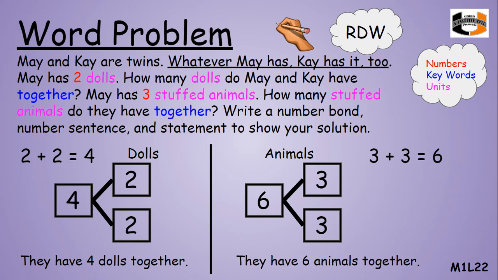So there were 2 questions in this word problem. How many dolls do May and Kay have together? And how many stuffed animals do they have together? We have 2 different units, so we had to figure out 2 different totals. They have 4 dolls together and they have 6 animals together, and that answers both of the questions.